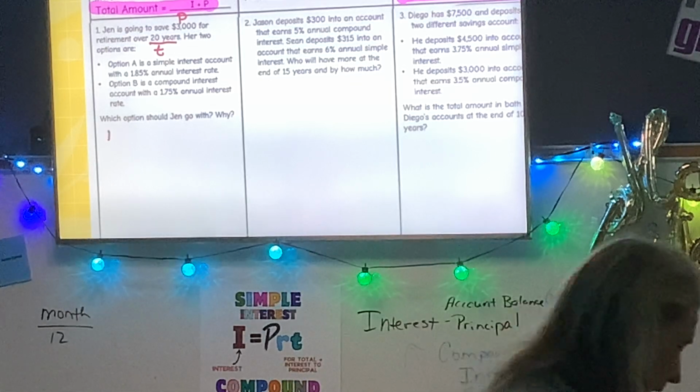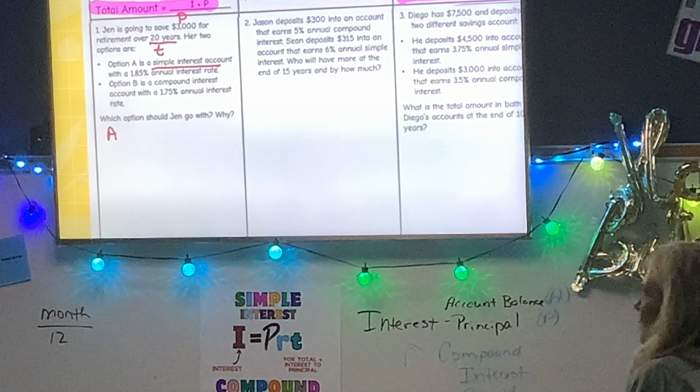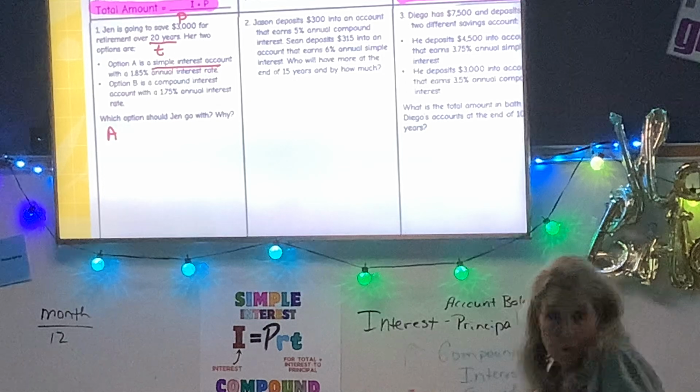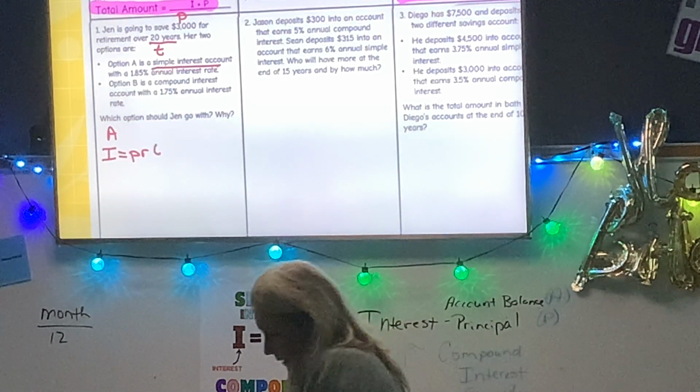So we have option A. And this is very simple because you just read, oh, option A is simple interest. That means I write the simple interest formula. Remember, you don't have to memorize that. It's on the board or it's right up there in the problem. I equals PRT.